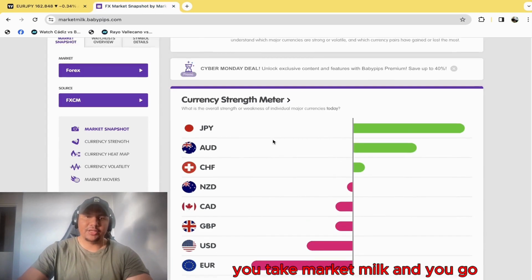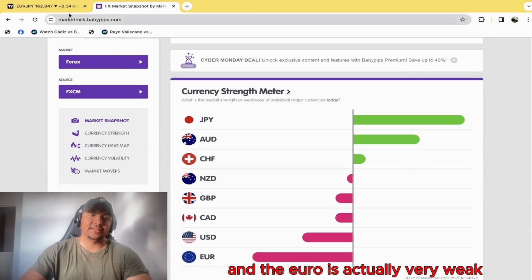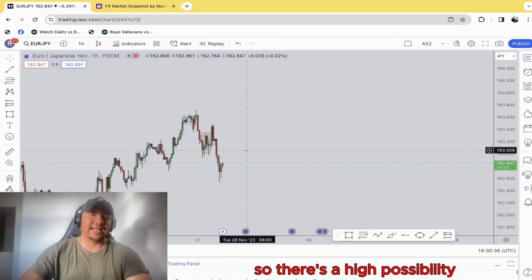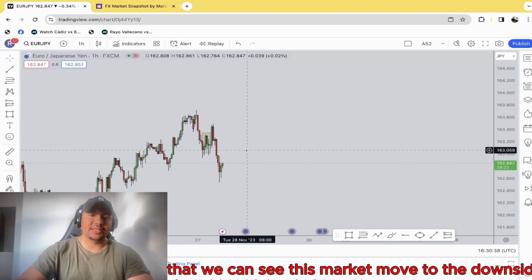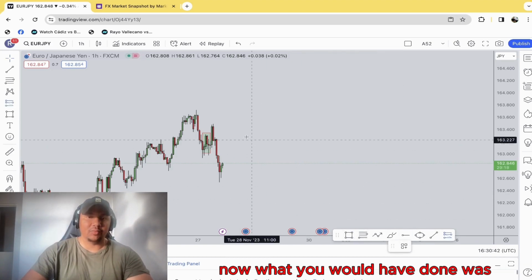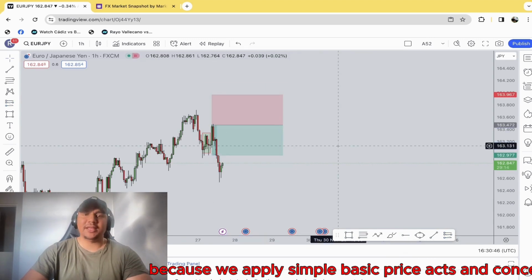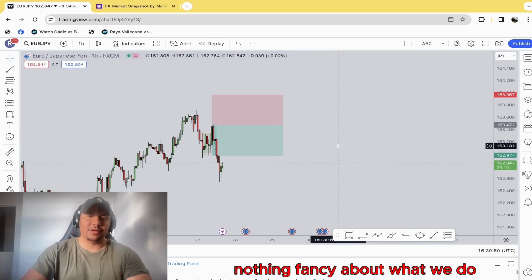You check market milk and you go, oh my God, the Japan yen is actually doing very well and the euro is actually very weak. So there's a high possibility that we can see this market move to the downside. Now, what you would have done was you would have probably gotten into that market. Why? Because we apply simple, basic price action concepts. Nothing fancy about what we do.